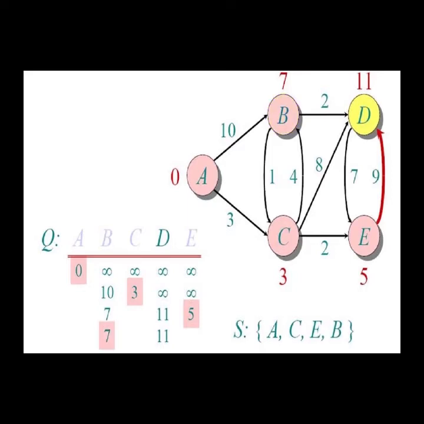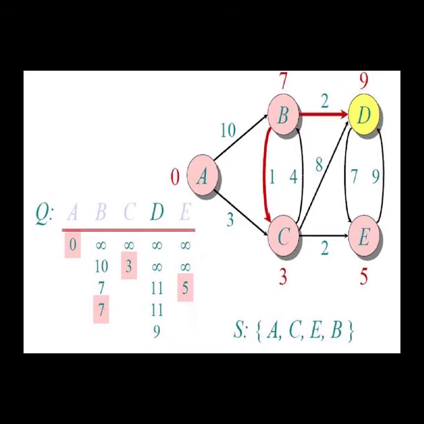Indirectly we will reach up to the B point. From B we have 2 paths to C and D. 7 plus 1 is 8. We already have 3 to reach the C, so we will not update. Further we have 2 plus 11, which is 13. So we will not operate it. We already have 11 from A to C.